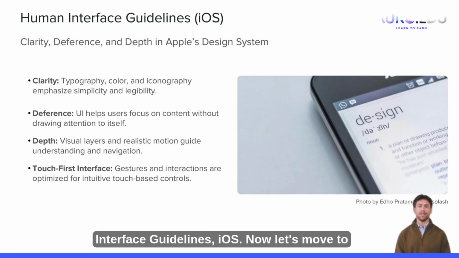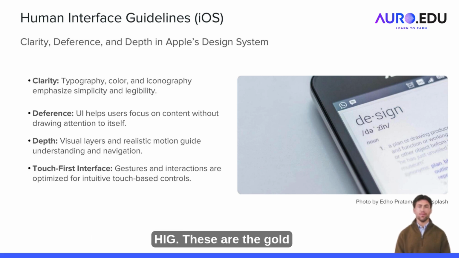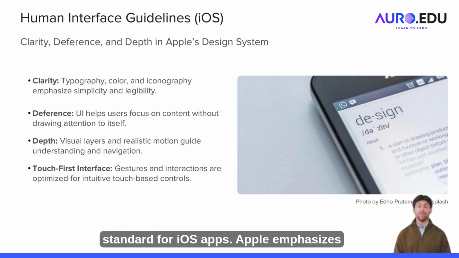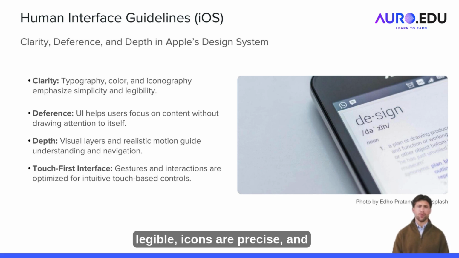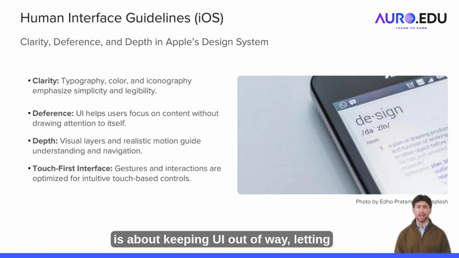Human Interface Guidelines, iOS. Now let's move to Apple's Human Interface Guidelines, or HIG. These are the gold standard for iOS apps. Apple emphasizes three main principles: clarity, deference, and depth. Clarity means text is legible, icons are precise, and content is prioritized over decoration. Deference is about keeping UI out of the way, letting content shine. This is why iOS apps often feel clean and minimal.